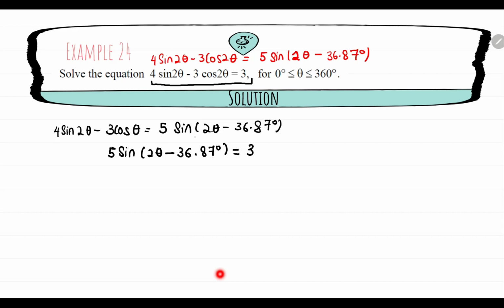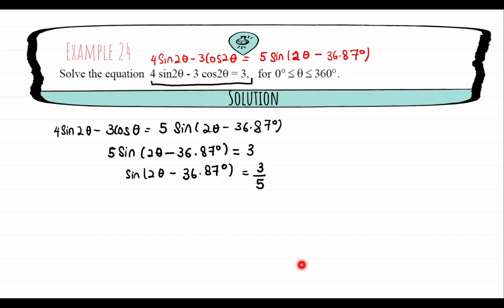Therefore, 5 sin(2θ − 36.87°) will also equal 3, because our aim here is to find θ. Next, we transfer the 5 to the right-hand side so that we only have sine on the left-hand side. So, sin(2θ − 36.87°) will be giving us 3 over 5. Remember, students, we cannot straight away continue and find θ.